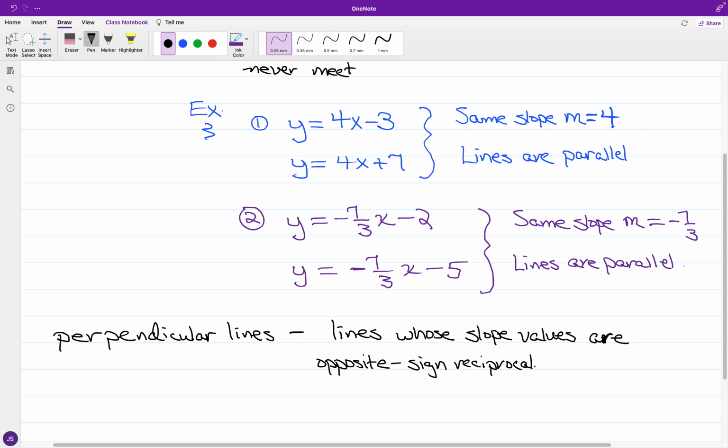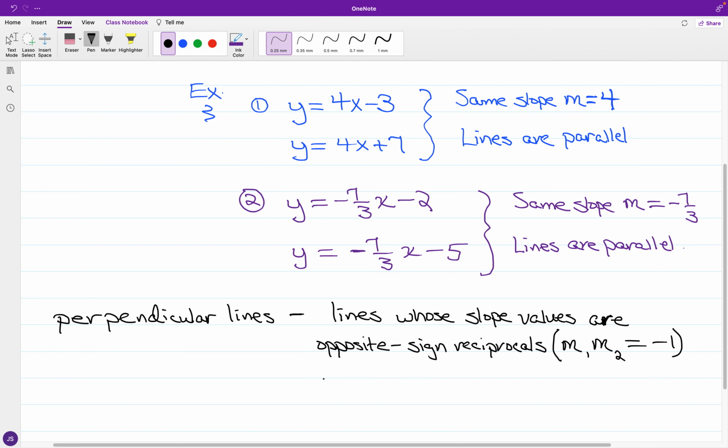And an identifying characteristic would be, if the values are opposite sign reciprocals, the product of the slopes of the first and second lines will come out to -1. Okay, so you have lines whose slope values are opposite sign reciprocals, and they are going to meet, unlike the case with parallel lines. And they will meet at a 90-degree angle.